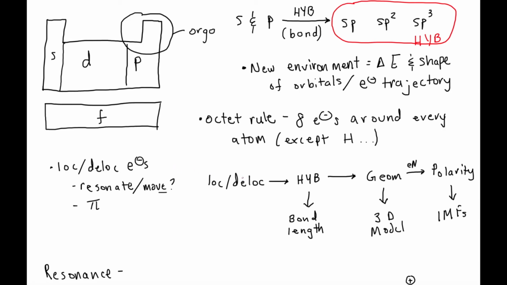When we understand if they're localized or not, we can then understand, like I said, sp, sp2, or sp3 hybridization. From there, we can lead to bond length, at least in a relative sense. We could also talk about the geometry, the shape of these molecules. We can talk about using electronegativity. From geometry, we can lead into the polarity of a given atom, which talks about its intermolecular forces. Also from the geometry, we could lead to the 3D model, which is just another way to represent and further understand a given molecule.